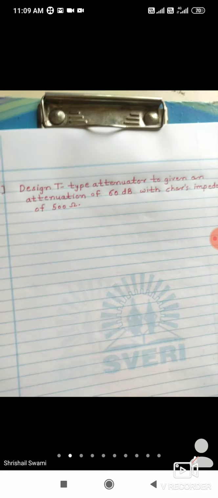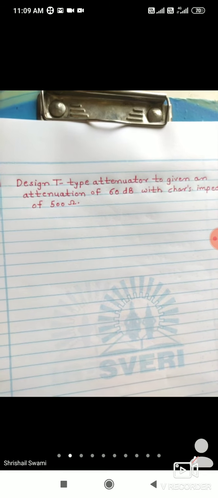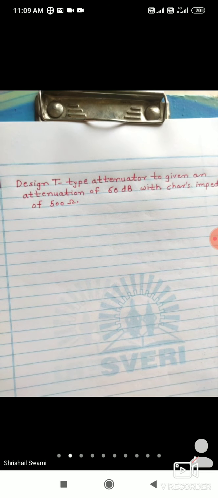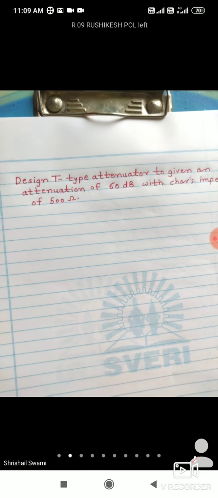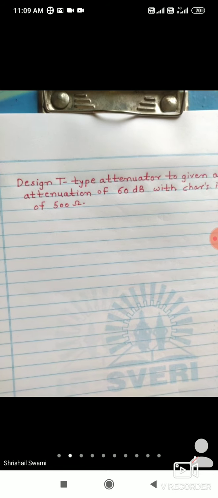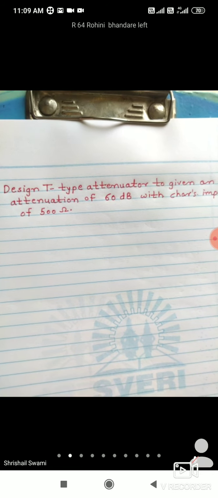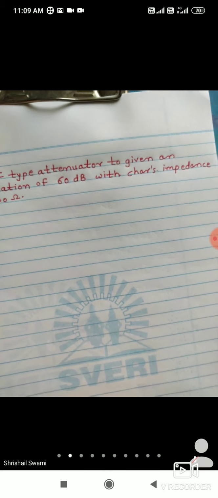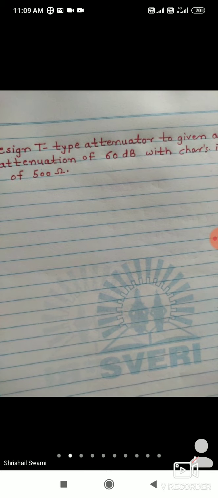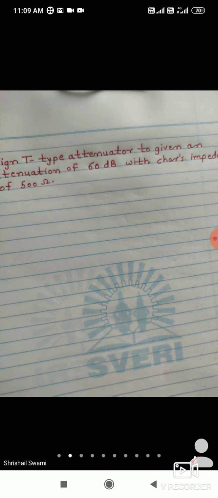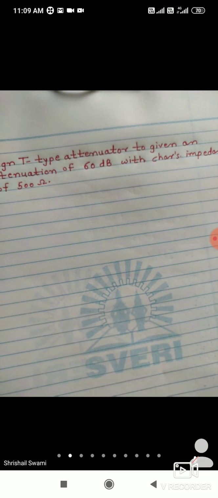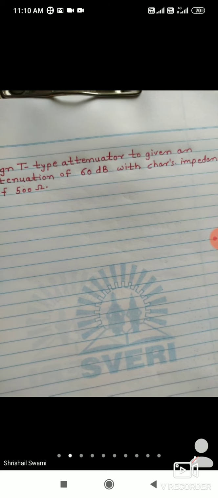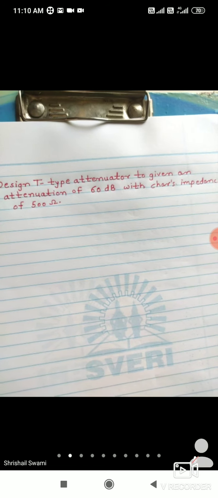We have to design the T-type attenuator. Before starting, you have to carefully read the question, which type of attenuator they asked, that you can note down. Here they are asking T-type. Next one, attenuation. How much attenuation they have given? You have to write as a D, capital D, that is given 60 dB. And next, characteristics impedance they have given as 500 ohm. So many students are writing K is equal to 500 here. So here K is replaced by R0. Always remember, K is in case of filter. In case of attenuator, it is R0.